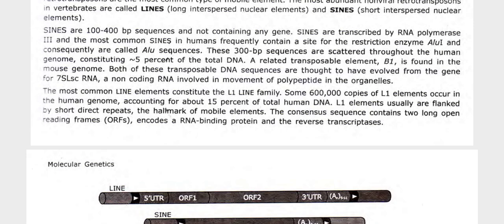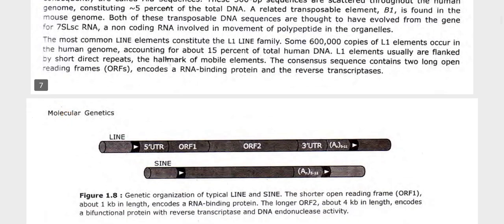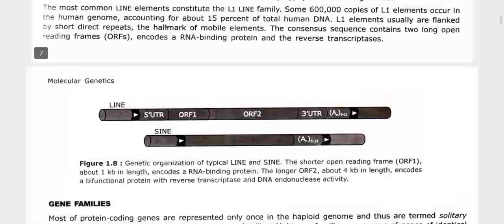The most common LINE element constitutes the L1 LINE family. Some 600,000 copies of the L1 family occur in the human genome, accounting for about 15% of total human DNA. L1 elements usually are flanked by short direct repeats, the hallmark of mobile elements. The consensus sequence contains two long open reading frames, or ORFs, encoding an RNA binding protein and the reverse transcriptase.